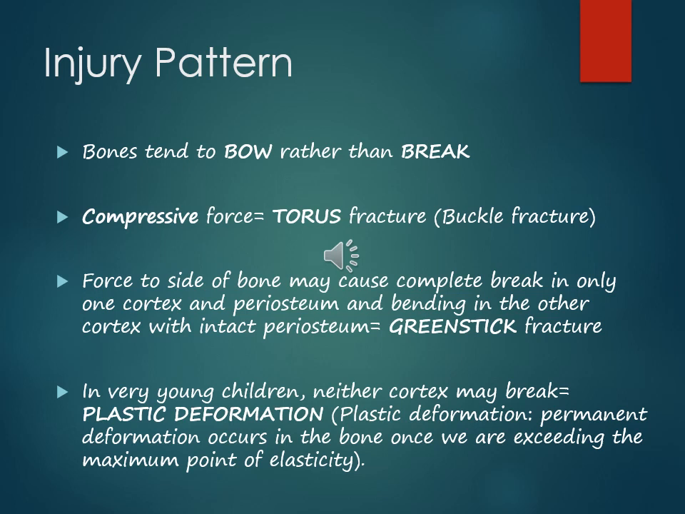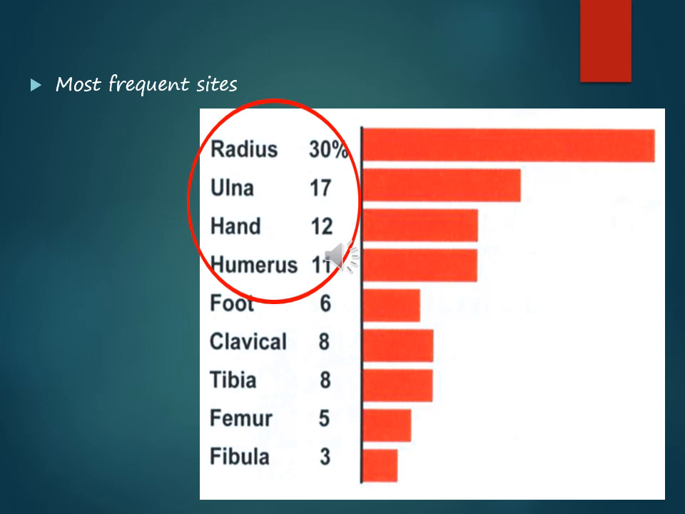The relative stability of these greenstick fractures is provided by the intact periosteum on the compression side of the fracture. Also, you can get what we call a plastic deformation in children. This is a bending of the bone, rather than a full cortical break. These are the common areas for fractures in children, with the distal radius being the most common. Also, you can get ulna, humerus, and clavicle fractures. These are common fractures in children.